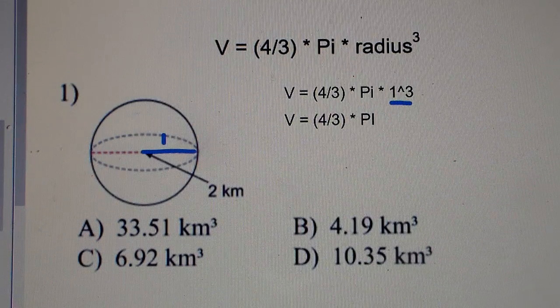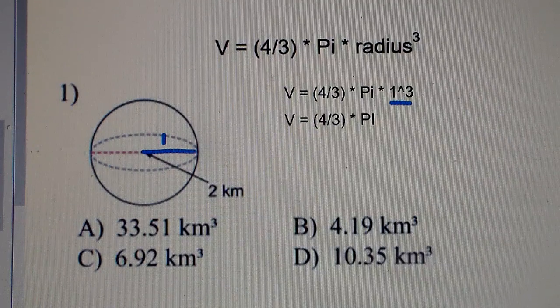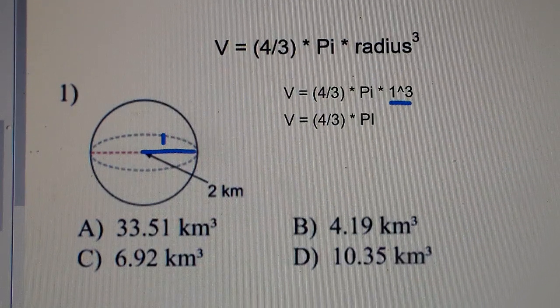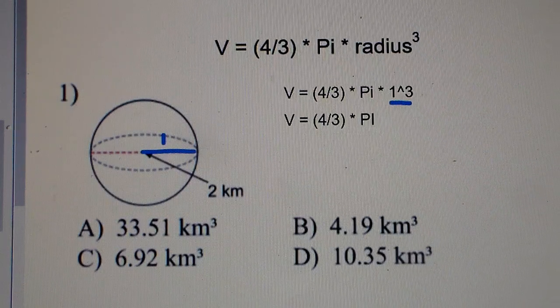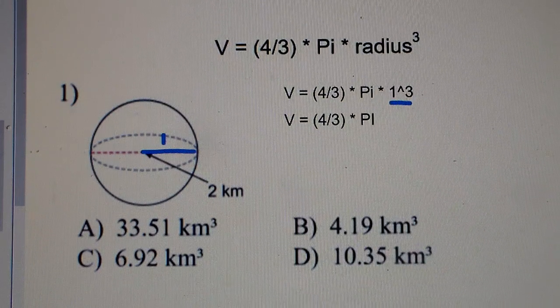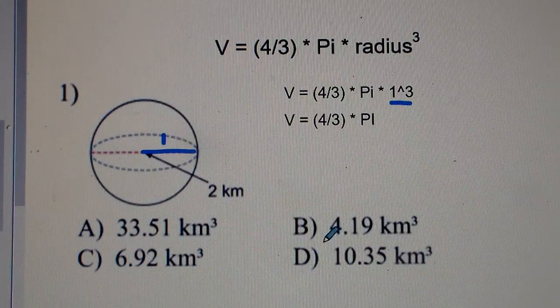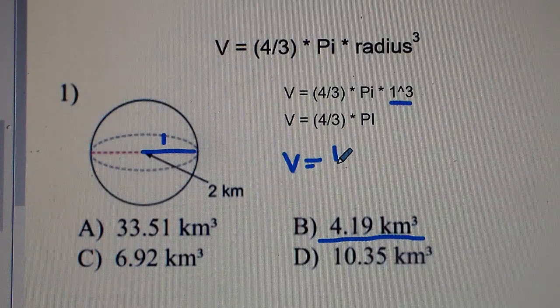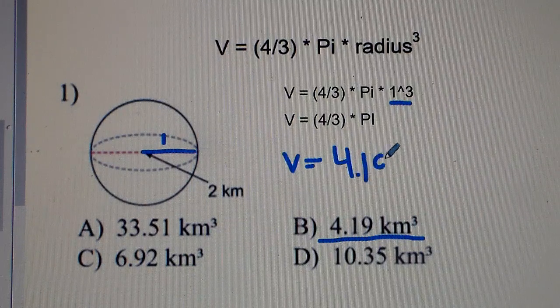And when we do 4/3 times pi in a calculator, we're going to get, I believe, 1035, but let's put it in a calculator. 4 divided by 3 times pi gets you 4.188, which is the same thing as B, 4.19 kilometers squared. So when you put it in a calculator, you're going to get that.